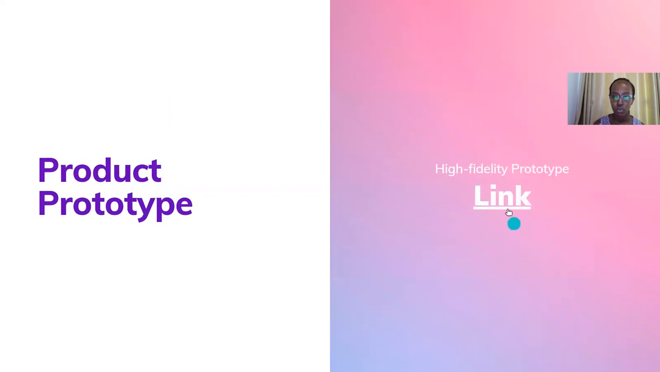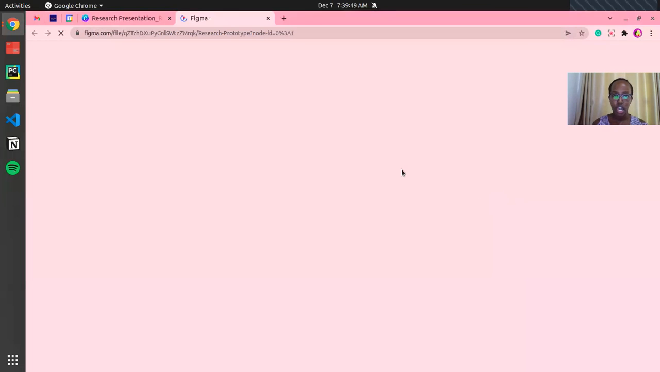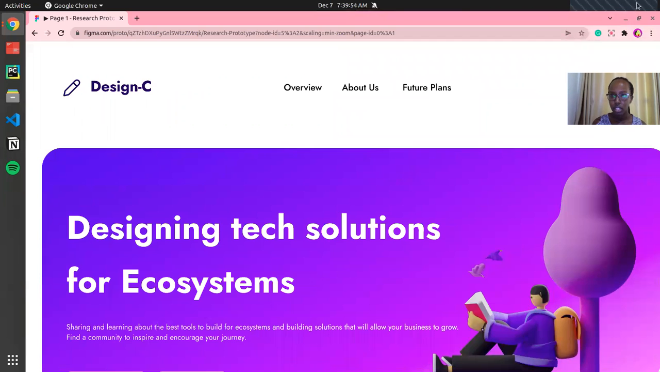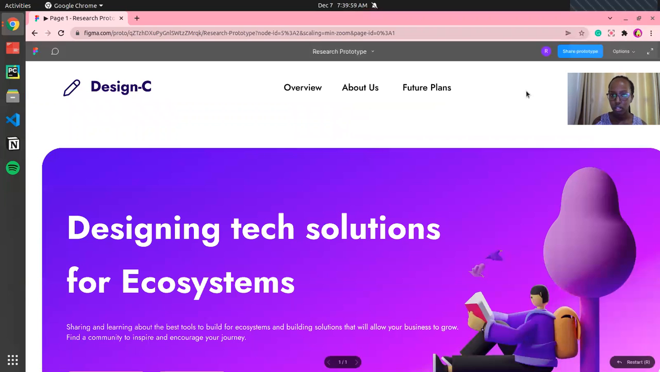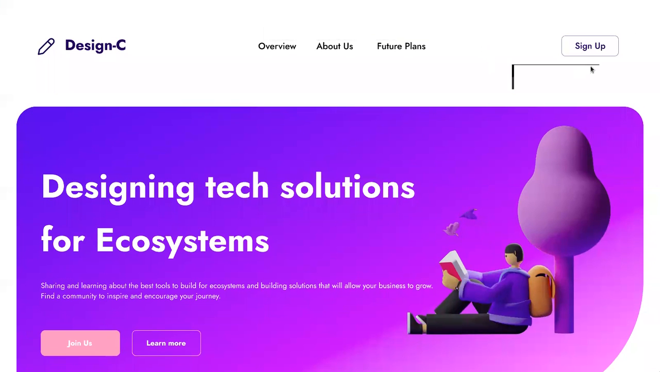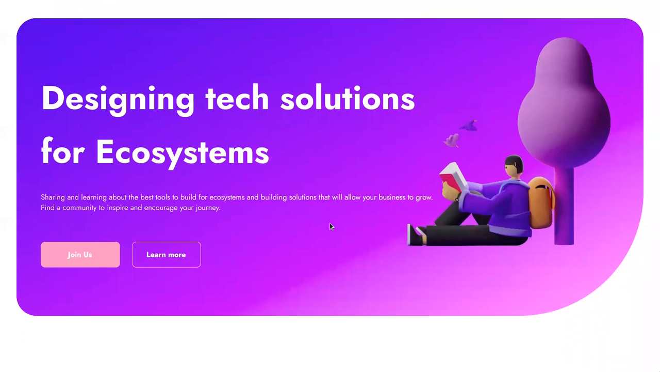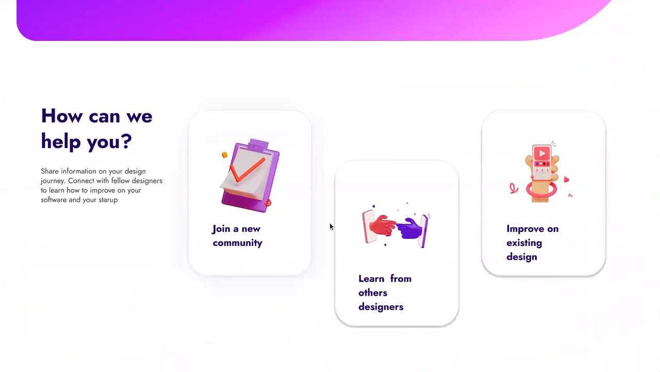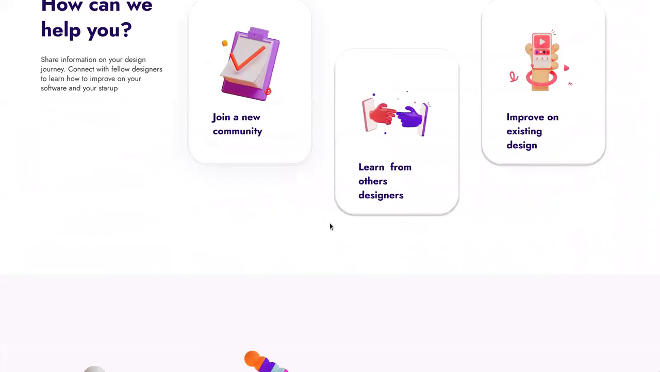Now I'm going to take you to my prototype for my solution. Just one moment. Sorry about that. My solution as of right now is a website. It's a high fidelity prototype for a website, and this website will have two main functionalities. One, to inform people about this project. Two, to allow people to join a community.